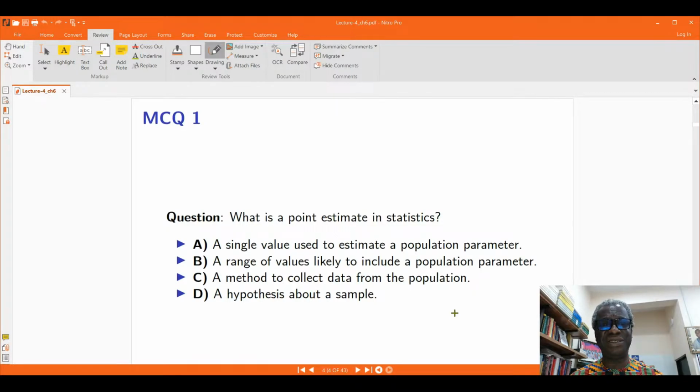The first question, what is a point estimate in statistics? A, a single value used to estimate a population parameter. B, a range of values likely to include a population parameter. C, a method to collect data from the population. And D, a hypothesis about a sample.